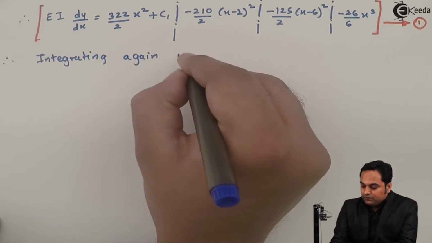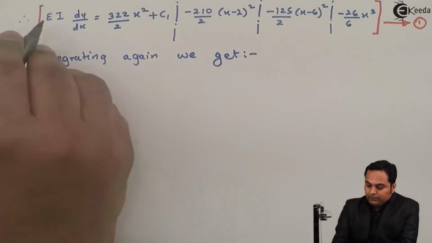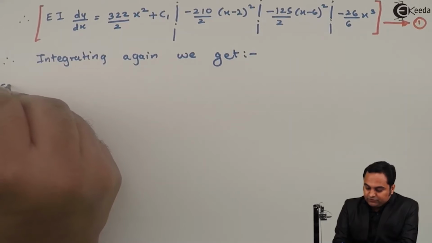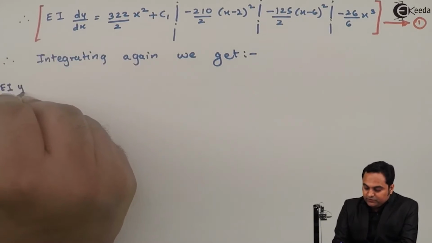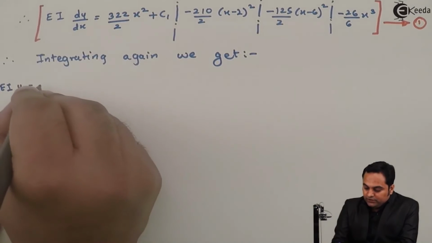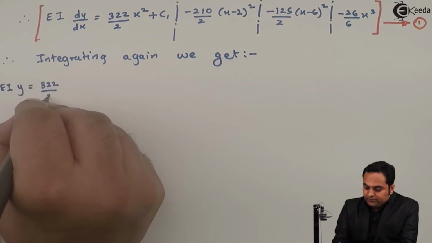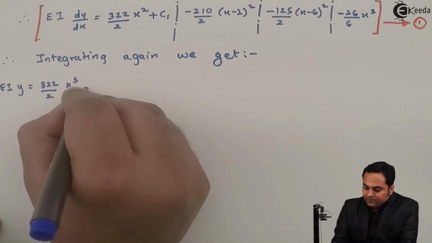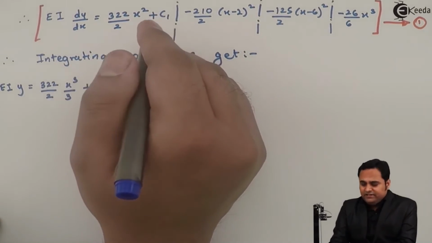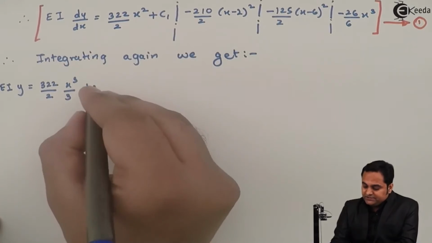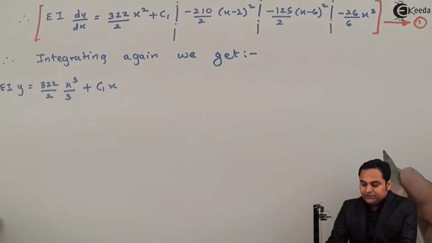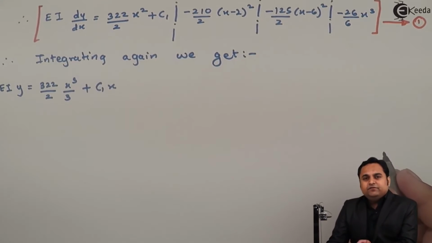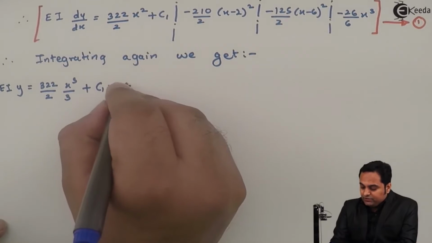again, we get EI will remain as it is because it is constant. EI dy by dx will give EI y. Here we have 322 divided by 2 as it is. x square will become x cube by 3. Now plus c1; if I integrate this with respect to x, that will be c1 into x. Since I am integrating for the second time, I have to add another constant.